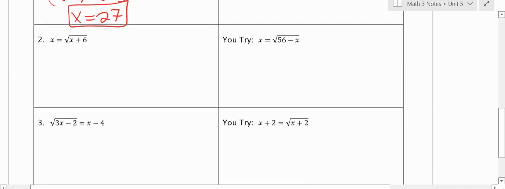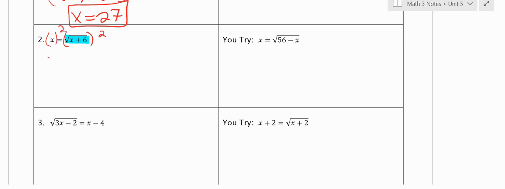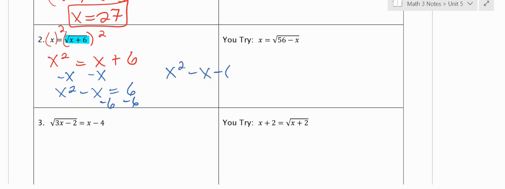For question number 2, this one's a little bit different. We have multiple variables, but same idea. I have my radical isolated. It's a square root. To undo that, I'm going to square both sides. I get x squared equals x plus 6. I have an x squared and an x in the same problem. This is a quadratic. So I'm actually going to want to set it equal to 0, which we haven't seen in a while. So x squared minus x minus 6 equals 0. And now I'm going to go ahead and factor this out.